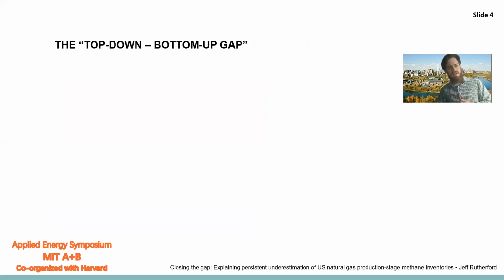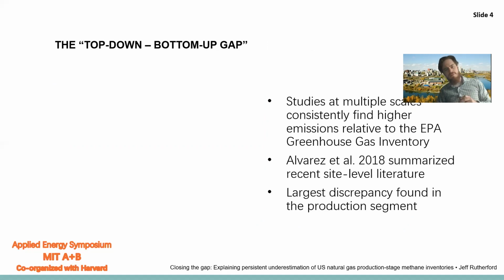Unfortunately, a common trend in the recent methane literature has been the persistent underestimation of the EPA's greenhouse gas inventory relative to other top-down and facility-level estimates. For example, in the recently mentioned Alvarez et al. 2018 site-level synthesis study, they find a difference in their site-level national estimate of the greenhouse gas inventory of 60%. I should also mention that this is commonly referred to as the top-down, bottom-up gap.